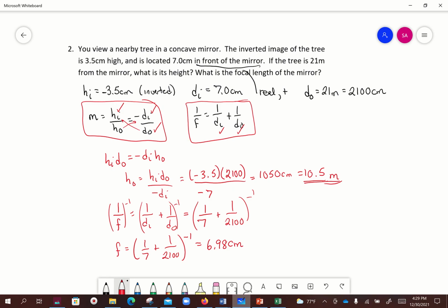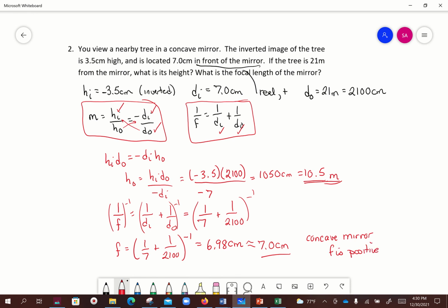Yikes. It's 6.98, which is approximately 7.0 centimeters to 2 sig figs. All right, I got a positive number, which is what I expect because it's a concave mirror. F is positive.